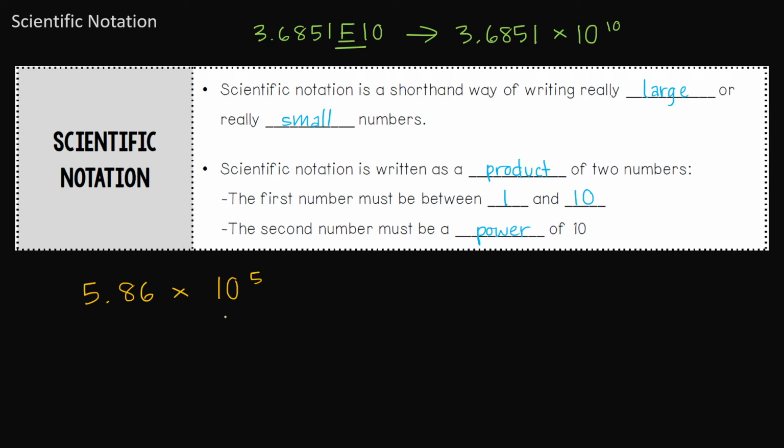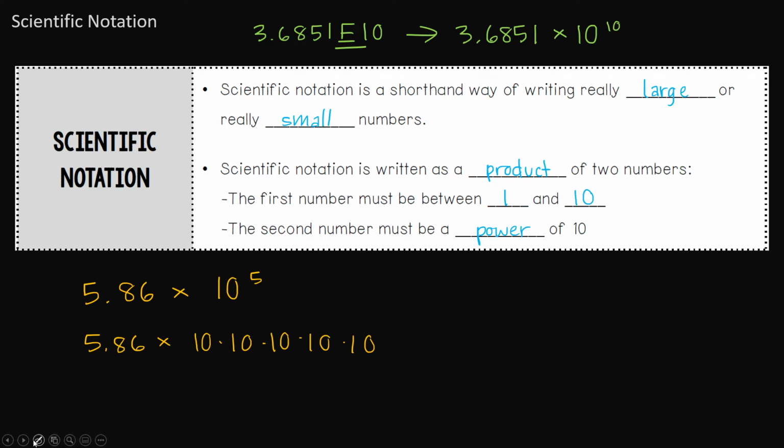This number will be very large, because here's what's happening with this number in scientific notation. We're basically saying 5.86 is being multiplied by 10 5 times. 10 times 10 times 10 times 10 times 10. And so this is going to move the decimal place on this number quite a ways. This is going to be a very large number.